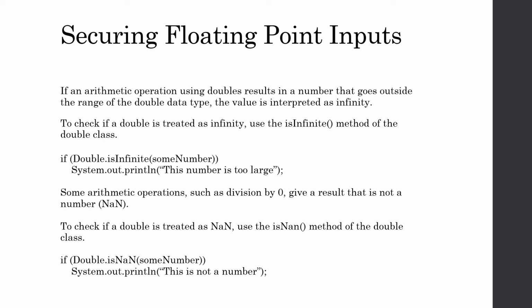So we're going to need to use the isNaN method of the double class to check for that. So in this case, we're saying if double.isNaN, and then we're checking some number. We can go ahead and do this print statement saying this is not a number. So let's go ahead and take a look at two more examples, one for each of these conditions.